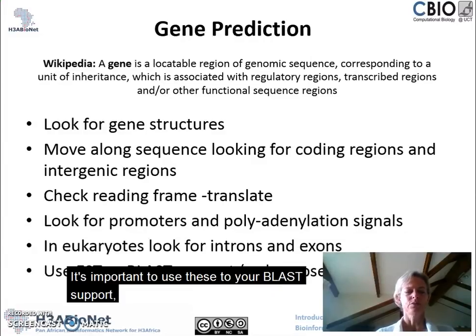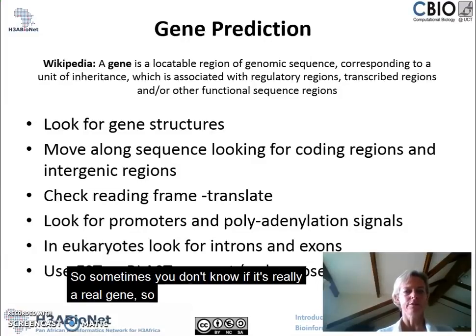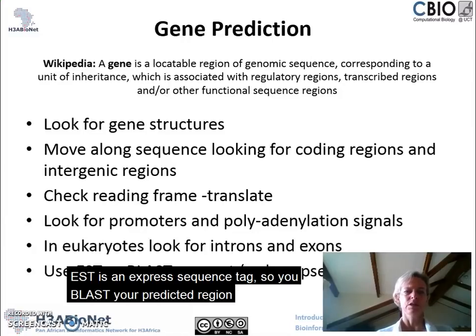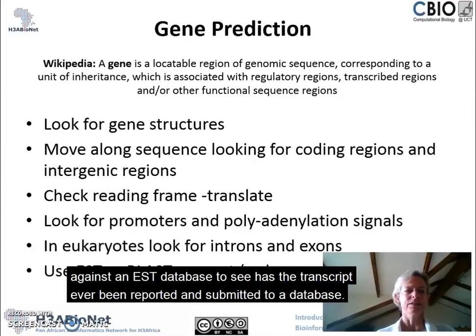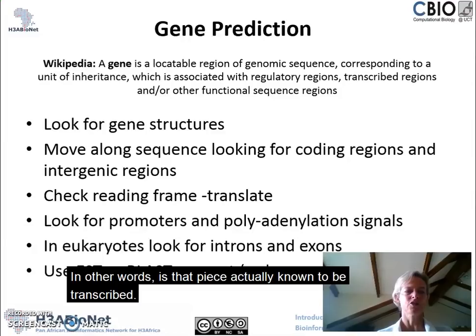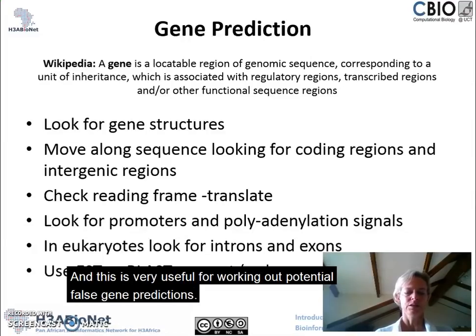It's important to use EST or BLAST support, because sometimes you don't know if it's really a real gene. EST is an expressed sequence tag, and so you BLAST your predicted region against an EST database to see, has the transcript ever been reported and submitted to a database? In other words, is that piece actually known to be transcribed? This is very useful for ruling out potential false gene predictions.